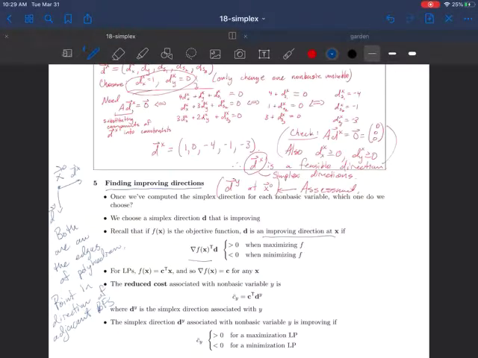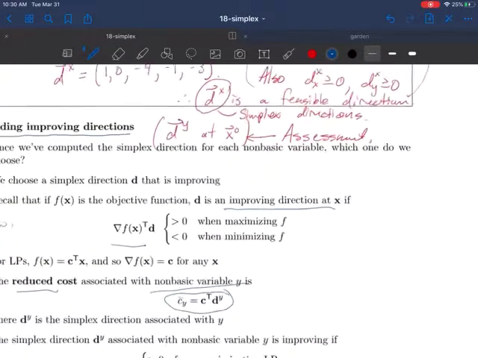To determine an improving direction, we're just going to use the gradient test that we talked about already. If we're maximizing, is the gradient transpose d, that dot product, greater than 0? If we're maximizing, then it's an improving direction. Or if it's less than 0, then we're improving for a min. We call this calculation the reduced cost associated with a non-basic variable y when we compute this for a particular direction.